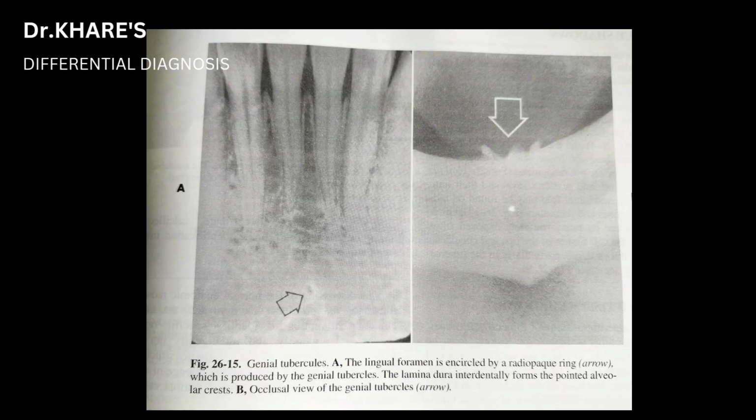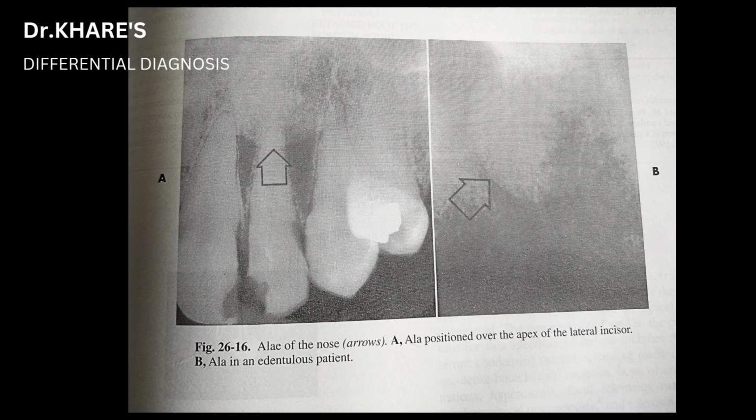This is the mandibular radiograph showing the genial tubercle. The lingual foramen is encircled by a radio-opaque ring, which is shown by the arrow, which is produced by the genial tubercle seen in radiograph A. The lamina dura antedentally forms the pointed alveolar crest, and B is the occlusal view of the genial tubercle.